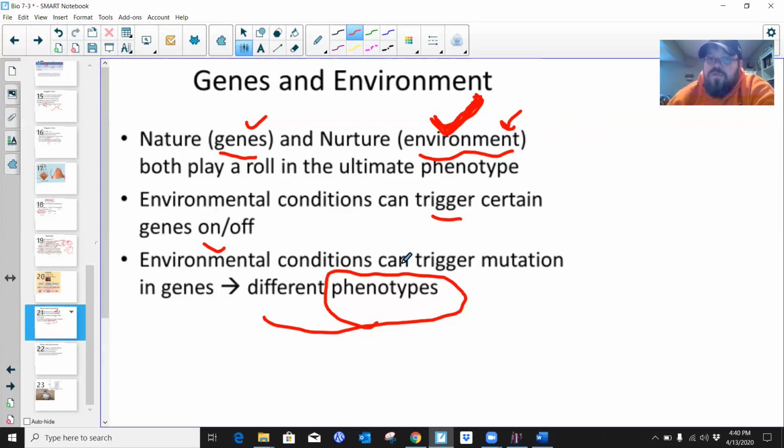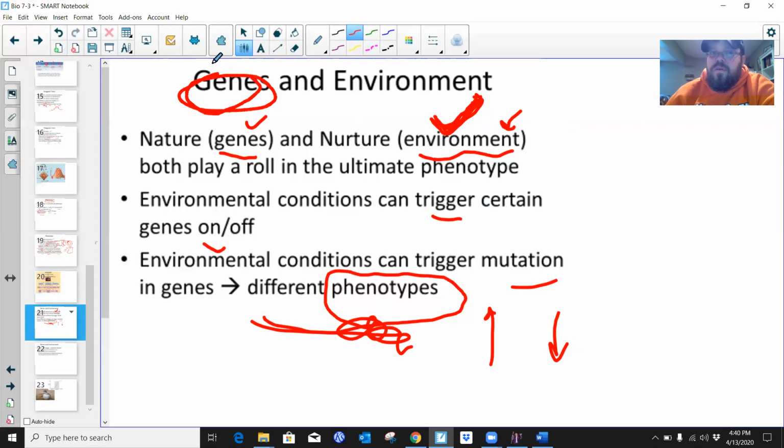So environment can trigger different mutations. Environment can turn off or turn on, or I should say, increase likelihoods or decrease likelihoods of certain outcomes. Because remember, the genes that we possess go back to how we opened this unit. It revolves around statements of probability. It is not always an absolute guarantee, right?